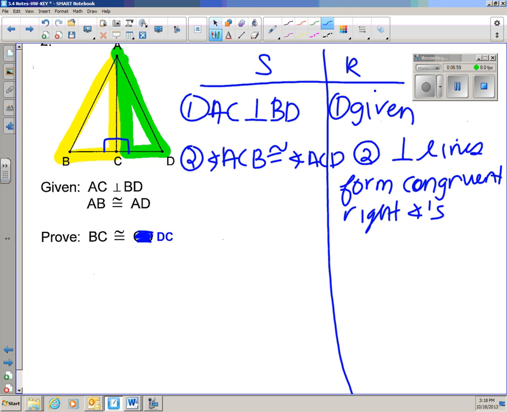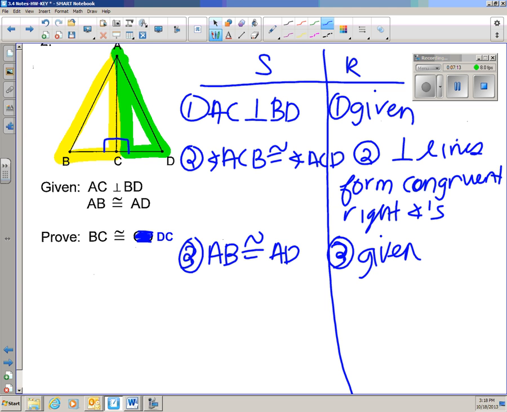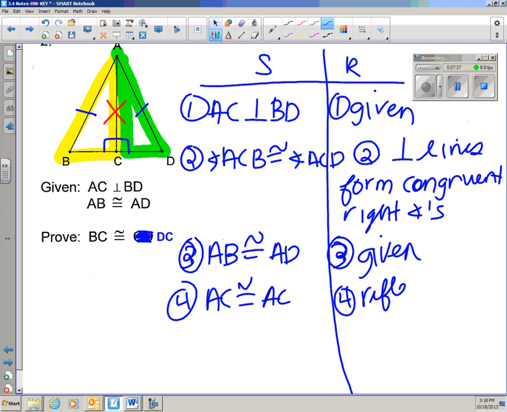We also were given that line segment AB is congruent to line segment, this should be 3, not 2, sorry, to line segment AD, and that's given to you. So AB is this guy right here, and AD is this guy right here. Well, we've got right triangles, therefore those must be the hypotenuse. We need one more piece, and hopefully we realize that there is, in fact, a shared side. So we've got line segment AC congruent to itself. Remember, shared sides are called reflexive. We now have our 3 pieces.